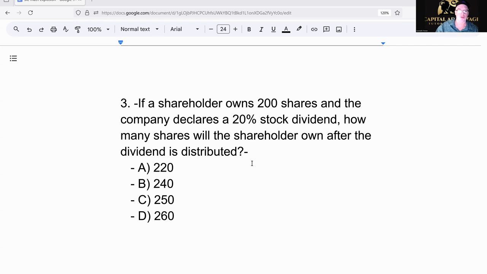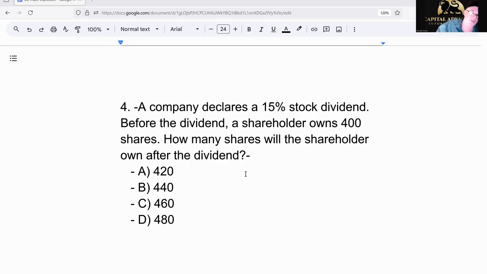Okay, if a shareholder owns 200 shares and they announce a 20% stock dividend, how many shares will the shareholder own after the dividend is distributed? So I'm going to do 1.2. Remember, all I do is put one decimal in front of it. So I'm going to do 200 times 1.2. That gives you 240. On to the next question.